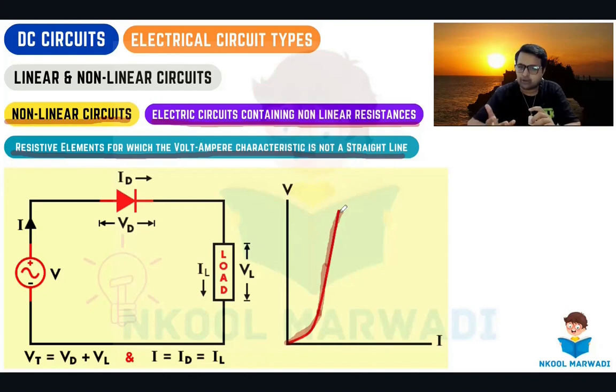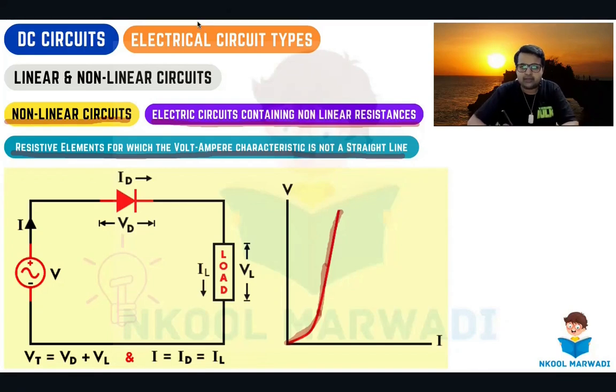So the characteristic of a non-linear circuit is that V and I are not directly proportional to each other. They can have some different relation. It will not be a straight line. To be very precise, the V and I graph will not be a straight line, which we used to have in the linear circuit.